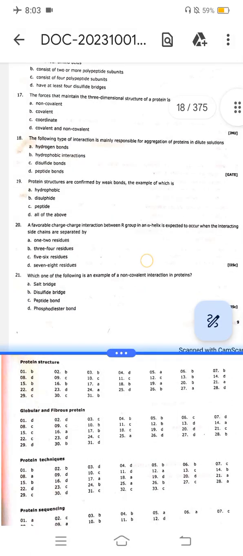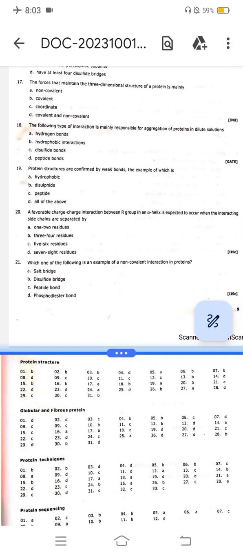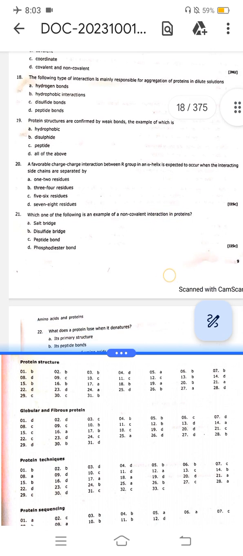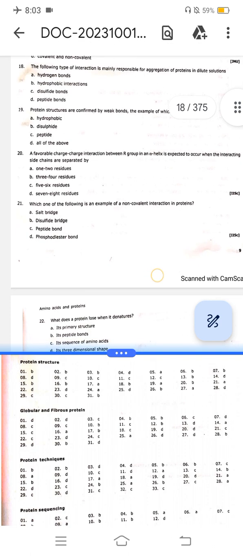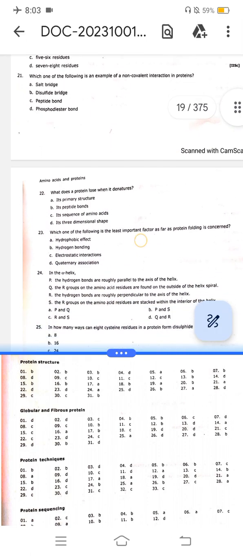A favorable charge-to-charge interaction between R groups in an alpha helix is expected to occur when the interacting side chains are separated by 3-4 residues. And which one of the following is an example of a non-covalent interaction in protein? 21A, salt bridge. That's a non-covalent interaction in proteins.